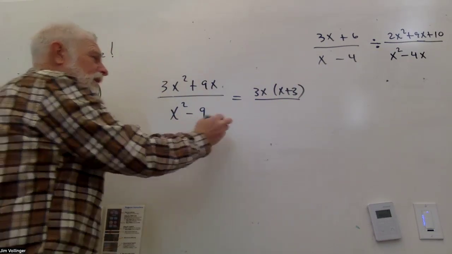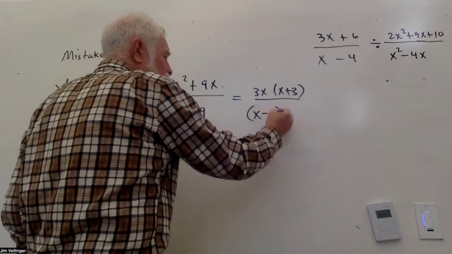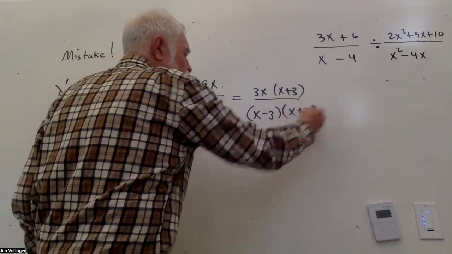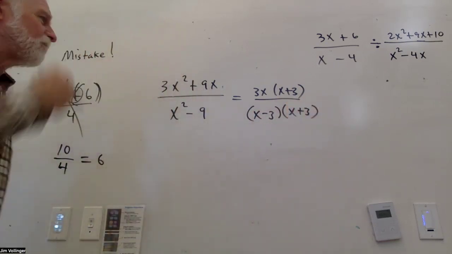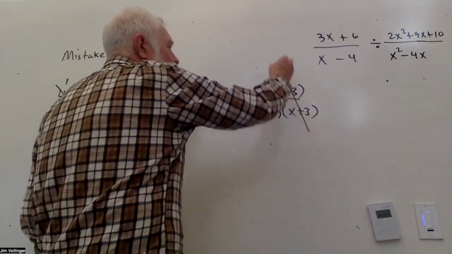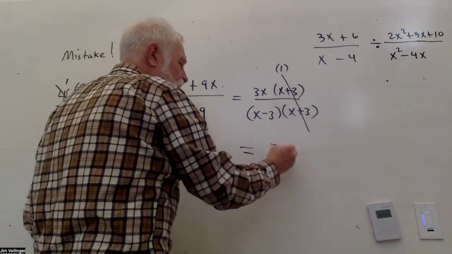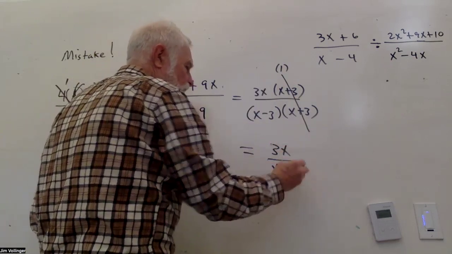What's x squared minus 9? I usually say x plus 3, x minus 3, but I'm going to do x minus 3 times x plus 3 this time. Reverse the order, commutative property of multiplication. And I can divide out the x plus 3's. That becomes the number 1. And that's 1 times 3x, which is 3x over x minus 3.